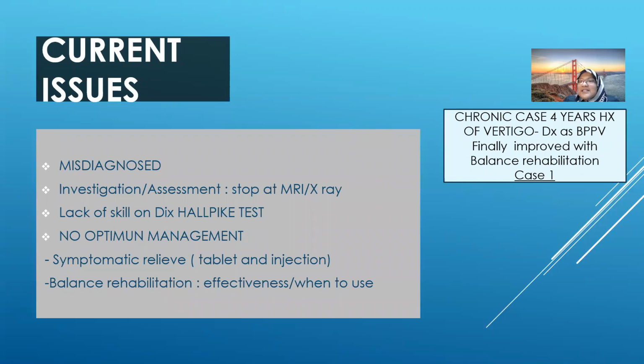One, because this is a provoking test, and I understand the patient is not really keen to do it. When you say, okay, we want to create your vertigo again, the patient will not accept that. So you need to give a very good explanation. You need to explain to your patient, if you don't do this Hallpike, we cannot treat you properly. If you don't do this Hallpike, we cannot rule out BPPV.